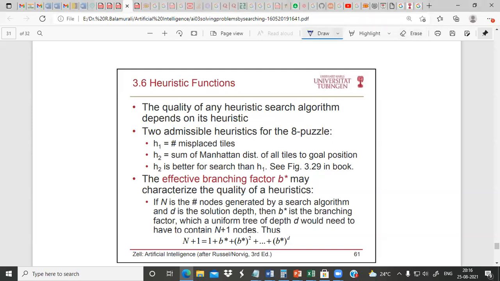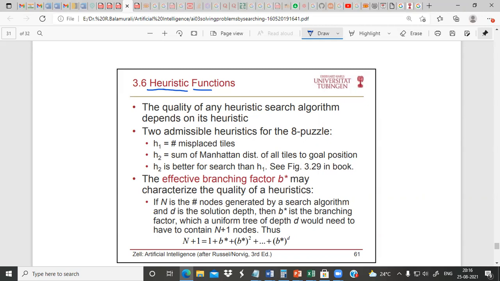So the heuristic function plays an important role in effectively solving the problem. How effectively the problem gets solved depends on the heuristic function, how nicely it is designed. The better the heuristic function is, the more effective the solution will be. Okay, so we'll be discussing that with an example.